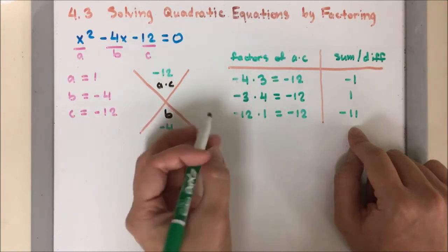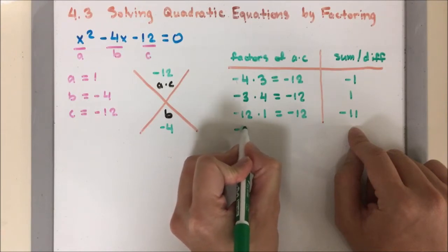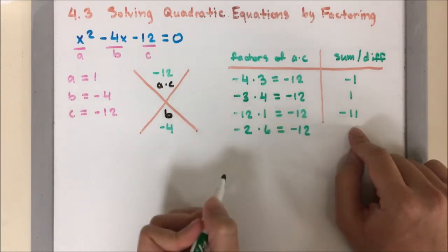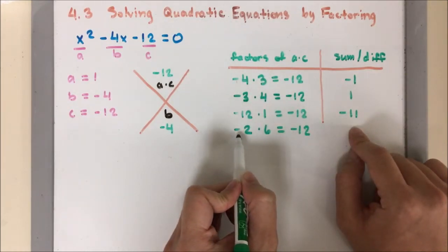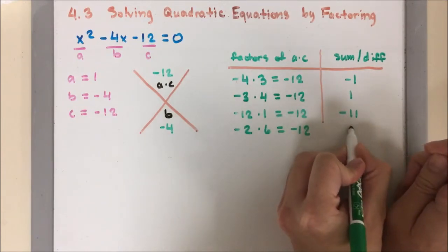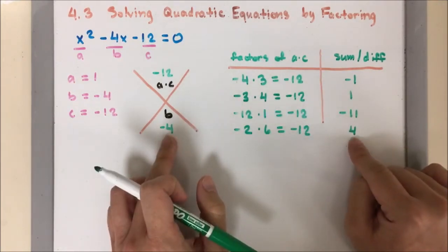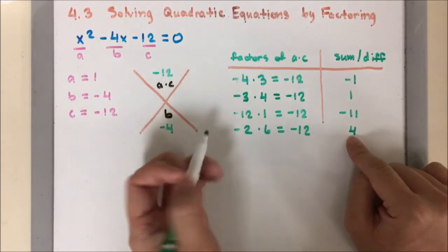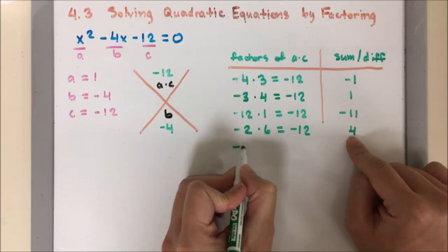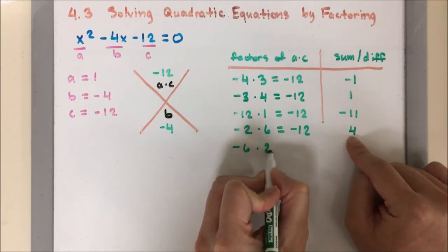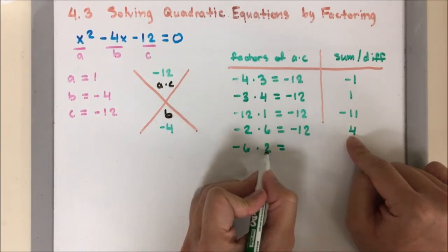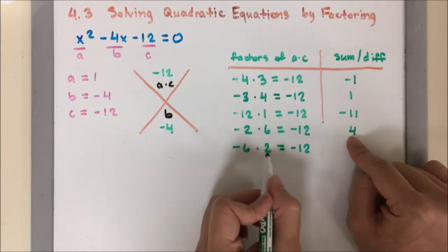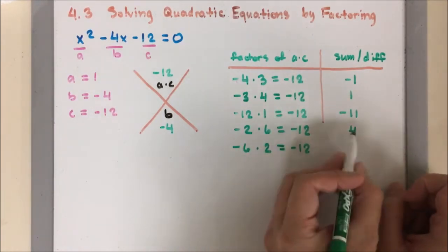Now, what we can do is try negative 2 times positive 6. When you multiply, that will give us negative 12. If I combine negative 2 with a positive 6, my sum or difference is 4. So I'm kind of close. It's the same number, but opposite sign. So what happens if I switch the negative? Instead of negative 2, I have negative 6, and it's multiplying with positive 2. Negative 6 times positive 2 will give us negative 12 when you multiply. And if I combine negative 6 with a positive 2, then the sum or difference is negative 4.